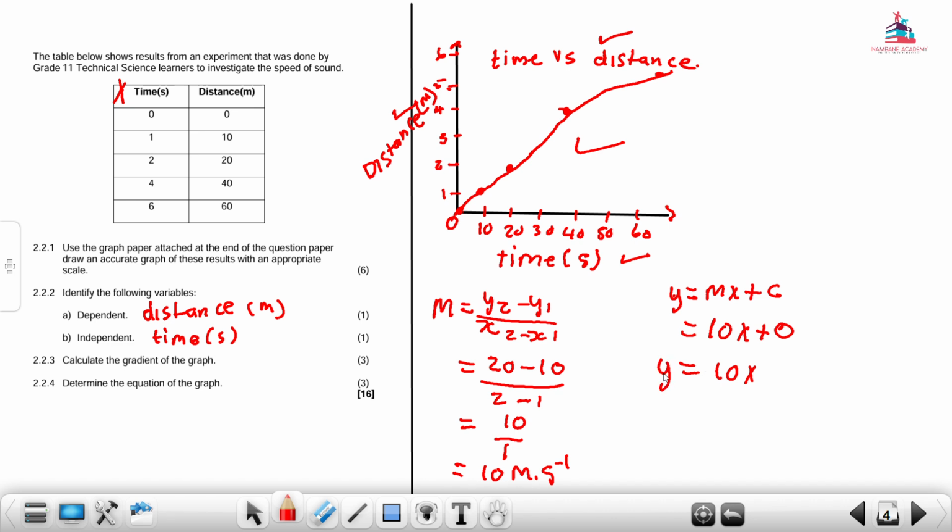So very important, you must know your variables. Your first column is your x-axis, or we can say your independent variable. You must be able to have a title, you must be able to calculate your gradient and determine the equation for the graph.